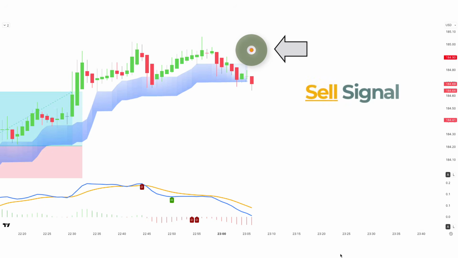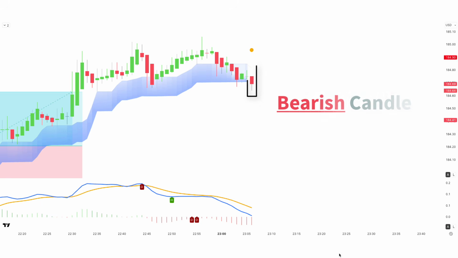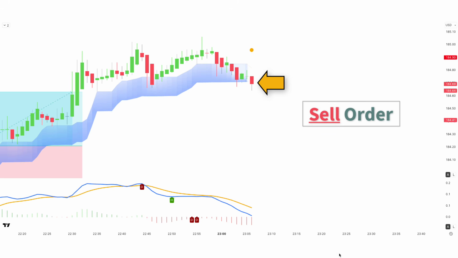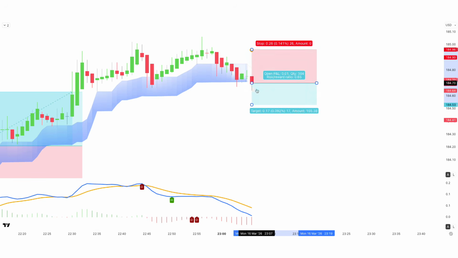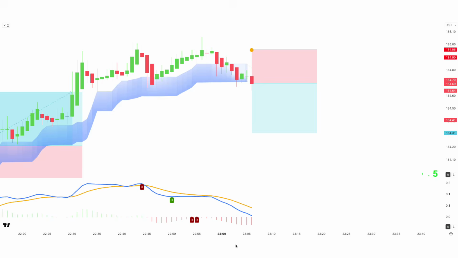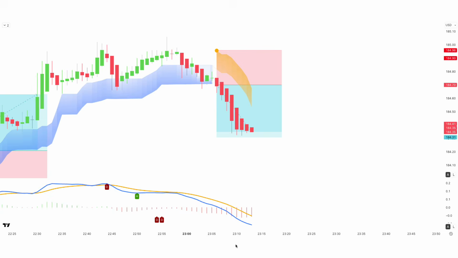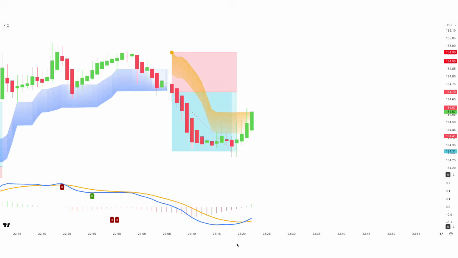Here, the adaptive trend channel circle of this indicator is a sell signal. Here, the orange line of MACD divergence is above the blue line. Here, the market has made a bearish candle to give confirmation. So all our conditions are being fulfilled, so we are placing an order to sell. Our stop loss is to be placed at the orange circle, and the risk-to-reward ratio will be 1:1.5. Let's see what happens to our trade. Our trade is running in profit. We have won the trade. Let's find the next trade.